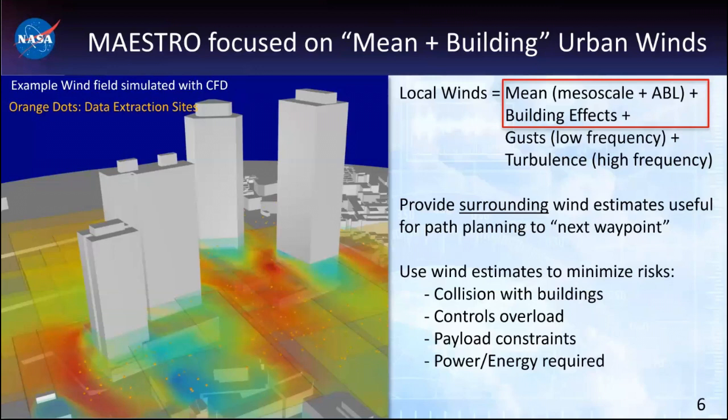And we think that these wind estimates will be extremely useful for the path planning that has to occur to get to what I call the next waypoint. Ideally, these estimates will minimize the risk of collision with buildings and overloading controls. Maybe there are some special payload constraints that you're worried about in terms of accelerations. And it should help you make better power and energy estimates, so that you have a better idea of how much energy it's actually going to take to go to that next waypoint in your trajectory.